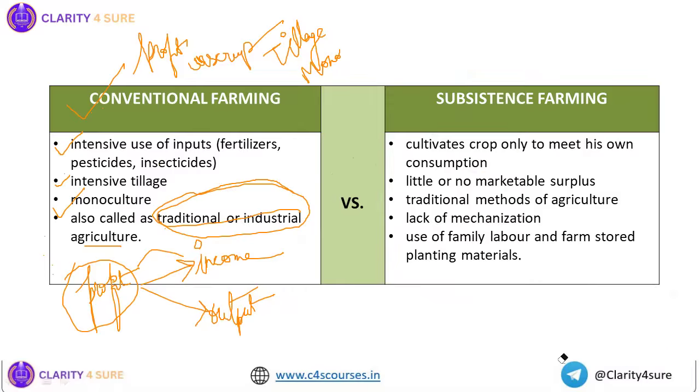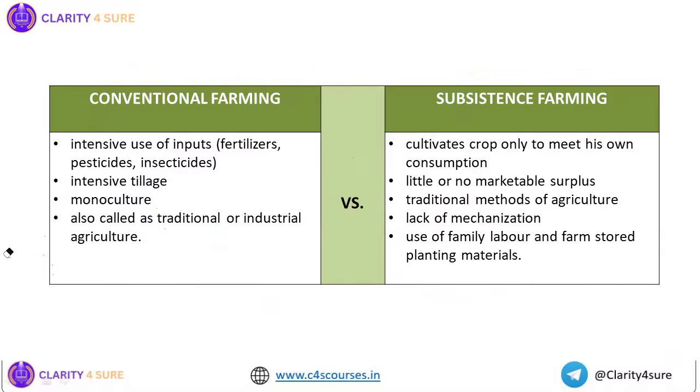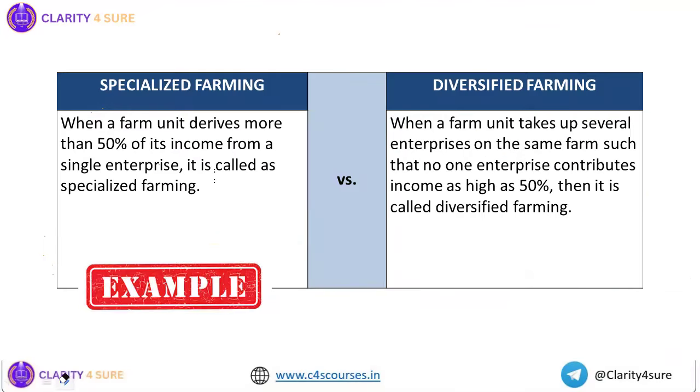So these are the basic things you have seen about conventional farming and subsistence farming. In conventional farming, it is mainly for the profit, whereas subsistence farming is for the sustenance of the family of the farmer. I hope it's clear now. Next, we'll talk about specialized farming and diversified farming.